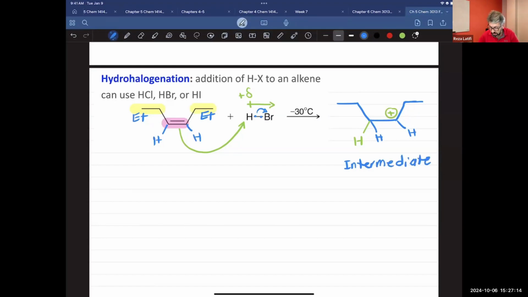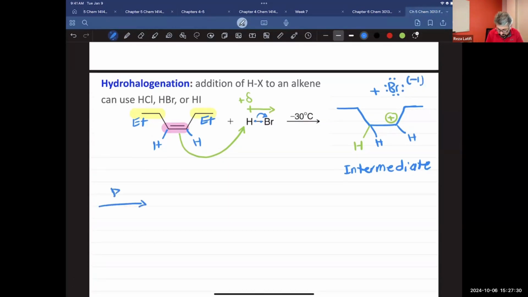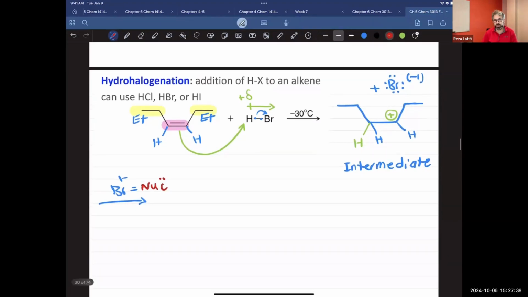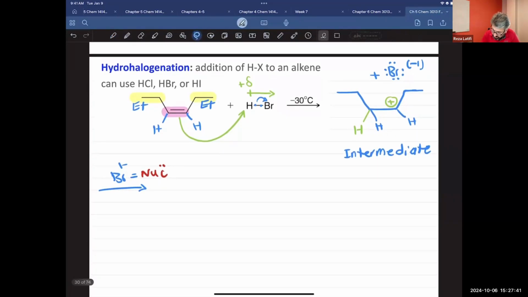This is the intermediate. Of course, you have a bromide somewhere there. Bromide has four lone pairs, so bromide has a negative charge. It will be minus one. In the next step, this bromide will be added to the system. Bromide will be the nucleophile, and it will attack the carbon with a positive charge. So I'm going to take this species and add the bromide to it.